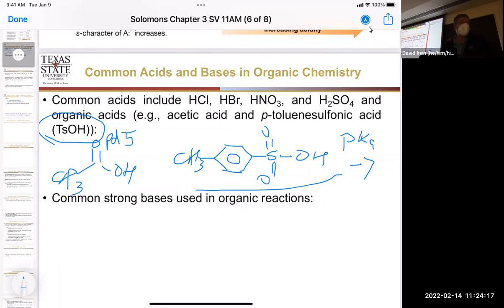Okay. When we talk about bases, we want to think about taking something that's very poorly acidic and pulling a proton off it, and it's going to become a good base. So things like water, if we pulled the proton off it, we'd get hydroxide, something like sodium hydroxide. But if we took an alcohol, like ethanol here, and pulled this proton off, we end up getting what we call alkoxide or ethoxide.